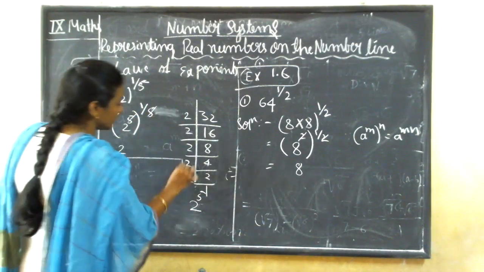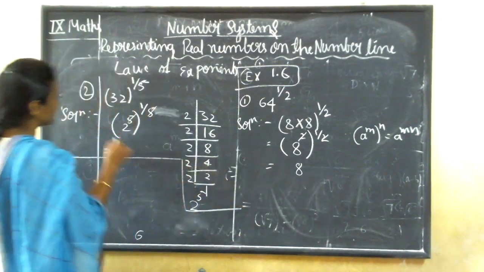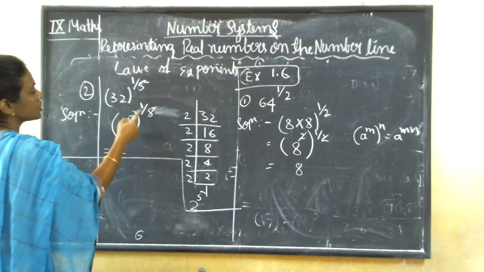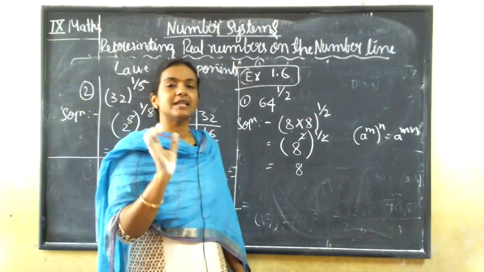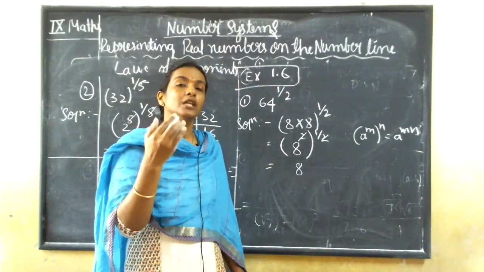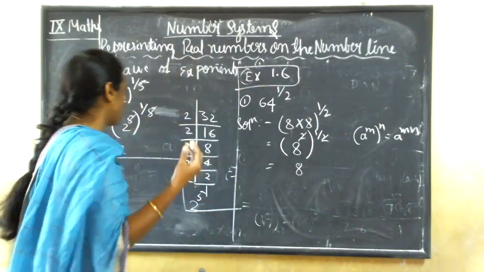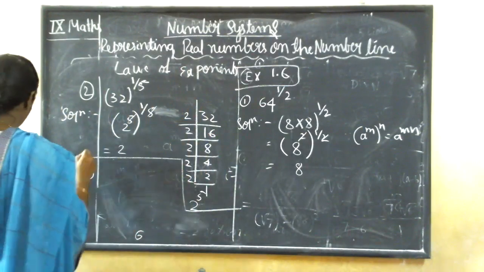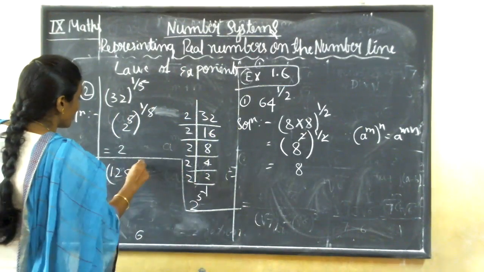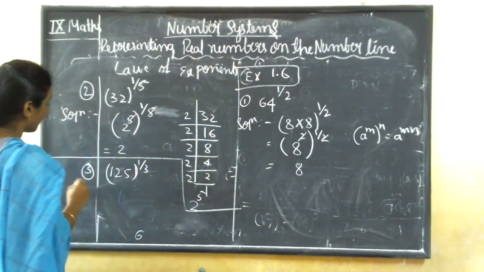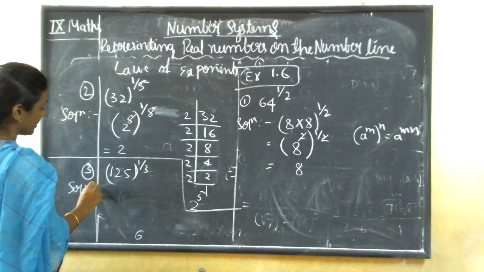Whenever you get such problems, you have to think yourself how you can cancel this denominator. Obviously, when you write the numbers as powers, you might get a cancellation. Okay. Third one. This is how you need to do it. 125 raised to 1 by 3.